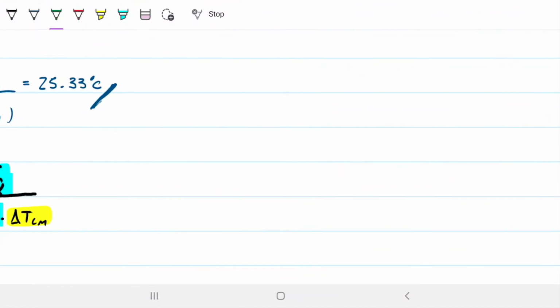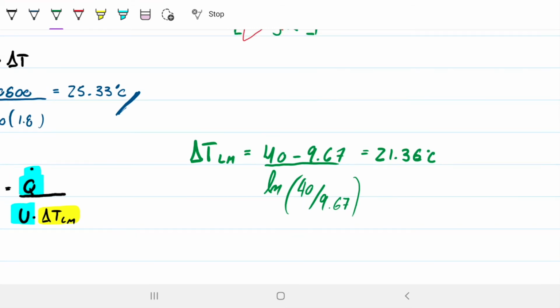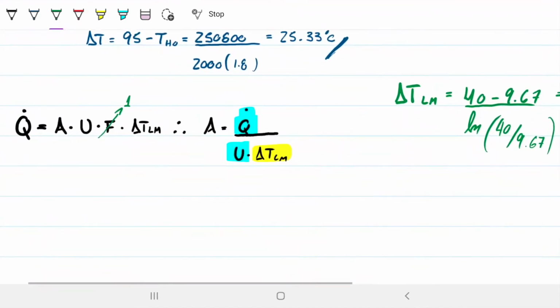Okay, so if I want to find delta T log mean, this is very straightforward. Delta T log mean will just be 40 minus 9.67, divided by the natural log of 40 divided by 9.67. And this gives me 21.36 degrees Celsius. Okay, so if this is the case, then I have everything I need.